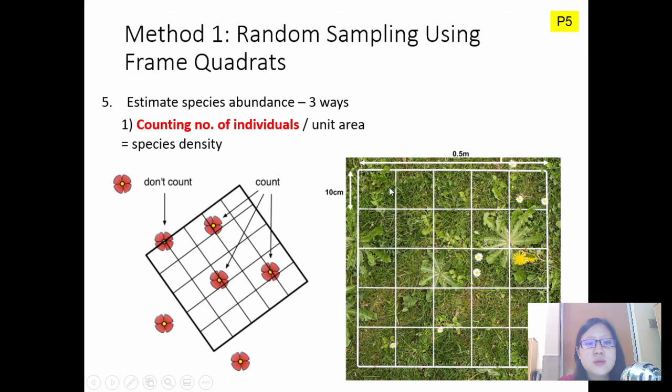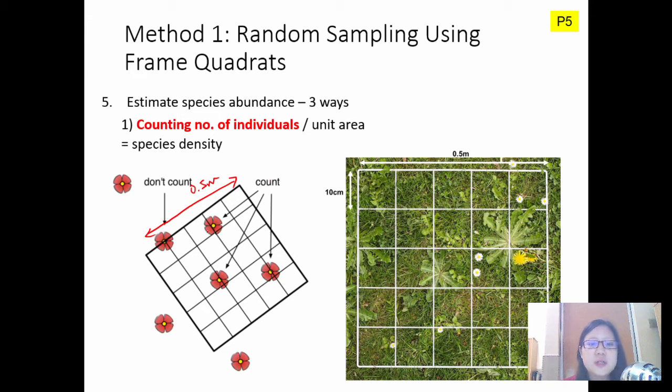Now there are 3 ways to do so. The most basic and the most common is to count the number of individuals per unit area to calculate species density in that particular quadrat. So in this case, we can see that quadrat measurements are different. There are only 5 times 5 boxes here, and this diagram tells us that it's actually 0.5 meters times 0.5 meters. It's always going to be a square, yeah? And each individual box is 10 cm times 10 cm. So we can basically look at this diagram and count.